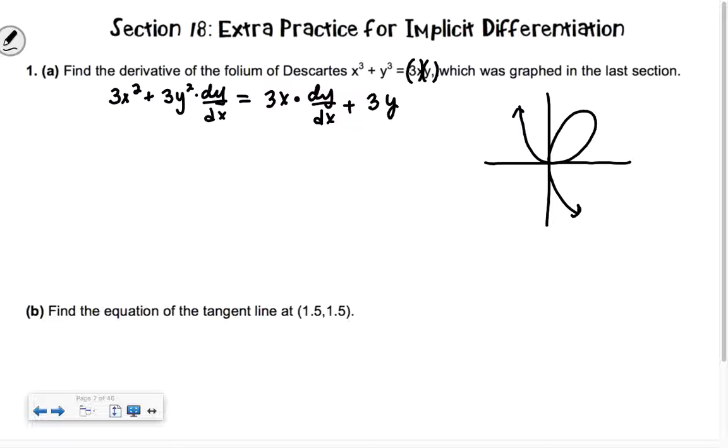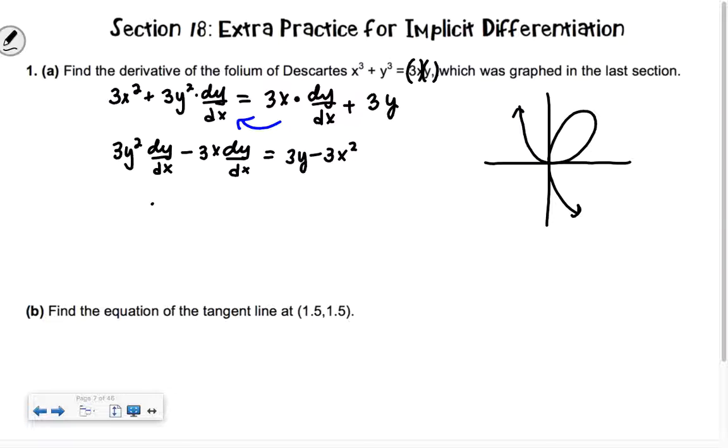It doesn't matter which side you get them on. Okay, so let's say I subtract my dy over dx term to the left-hand side. So I'm going to have 3y squared dy over dx, and I'm subtracting my 3x dy over dx over, so I'm taking this one over here. And then I'm going to get everything that doesn't have a dy over dx on the other side of the equation. So I'm going to have my 3y, and then I'm going to subtract over my 3x squared.